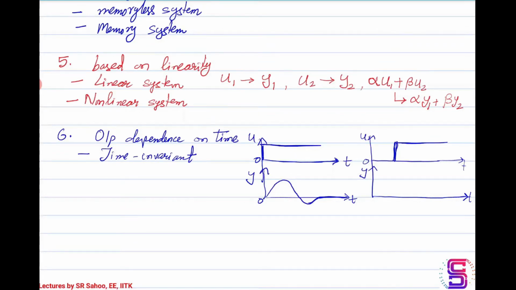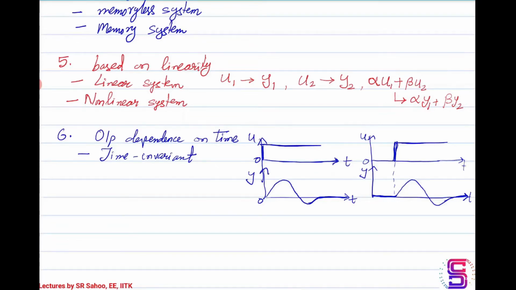Then what you observe is that the output looks the same as what you had previously, except it is just a shifted version, and it is shifted by the amount u has shifted. Okay, so it doesn't change. So it really doesn't matter when you apply the input as long as the input applied is the same.